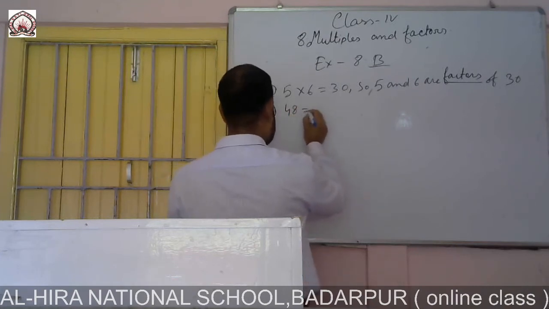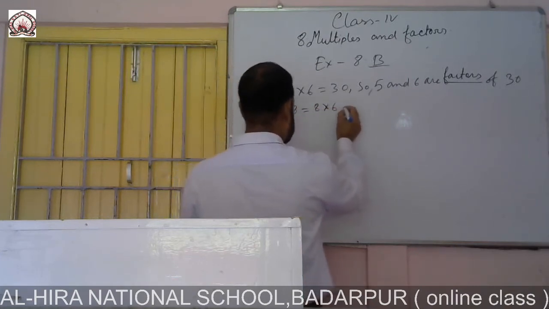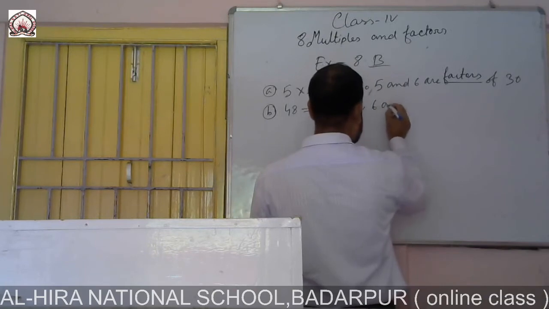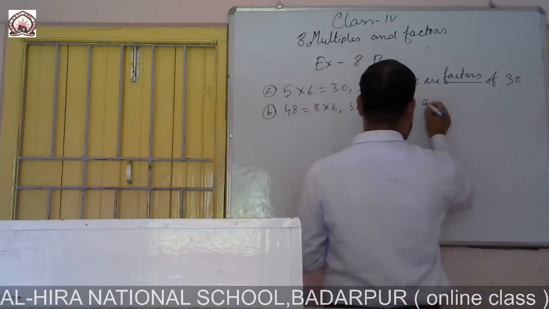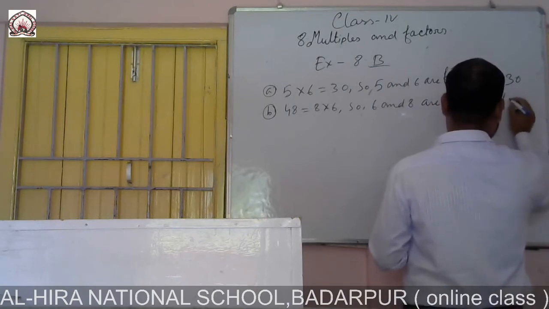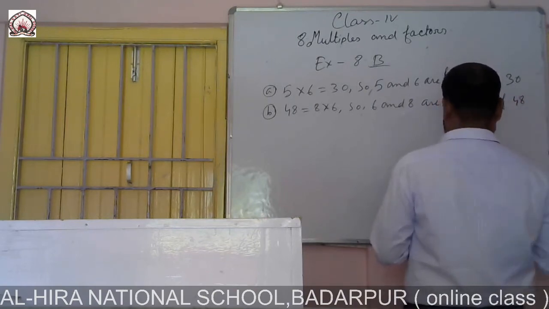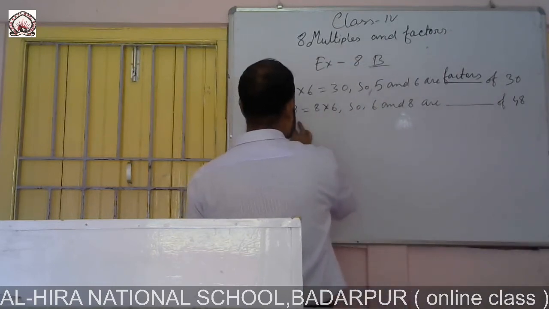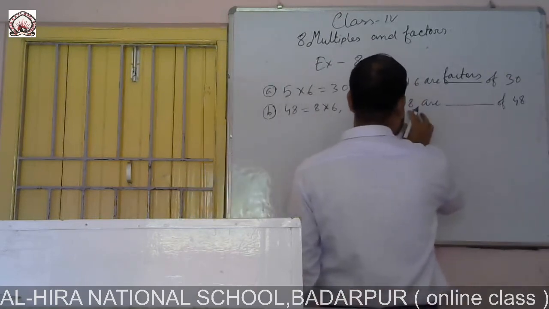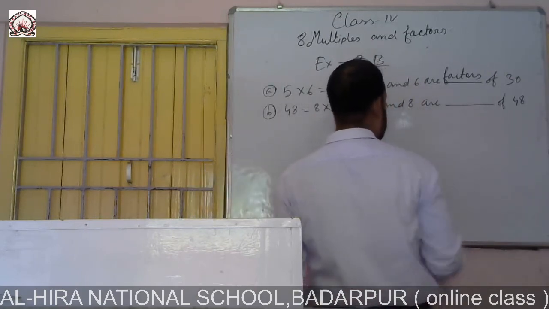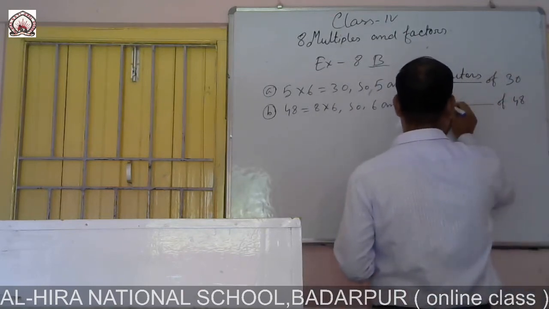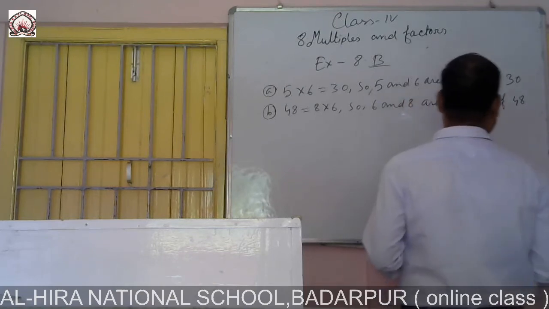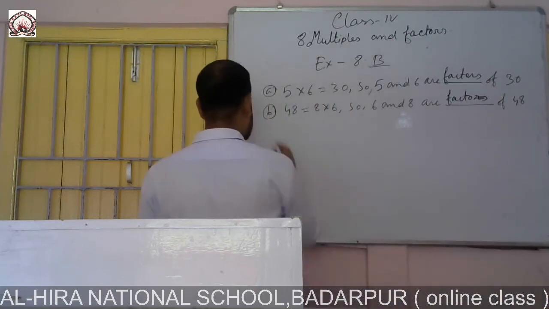Question number B. 48 equal to 8 into 6. So 6 and 8 are factors of 48. Same, 48 equal to 8 into 6. 8 6s are 48. So 6 and 8 are the factors of 48.